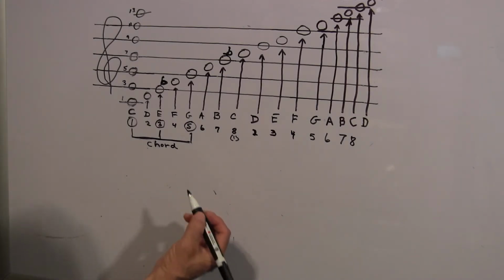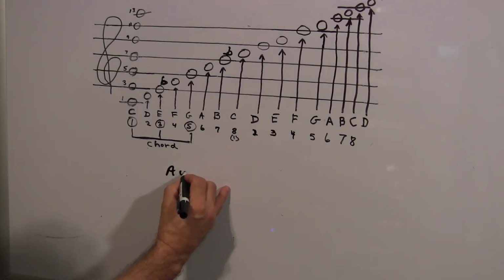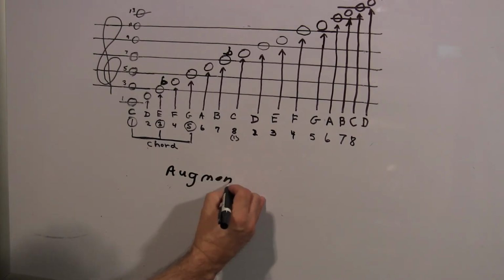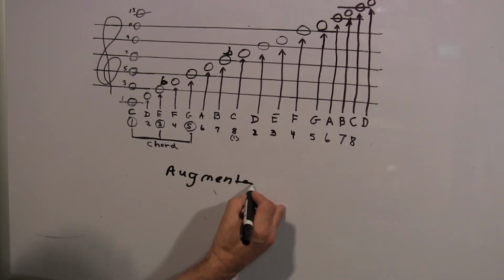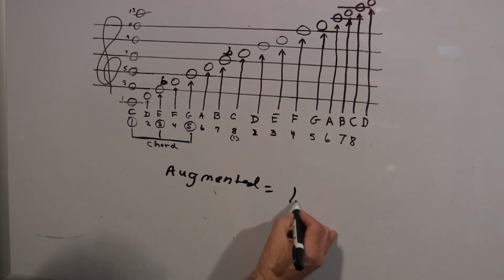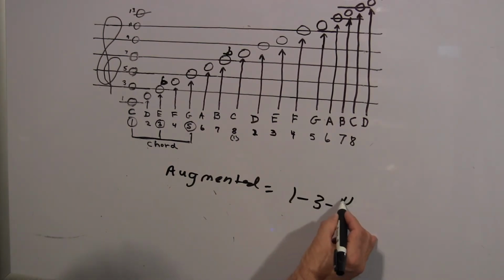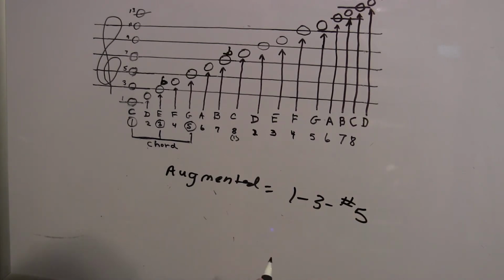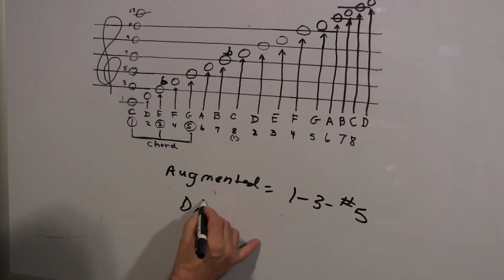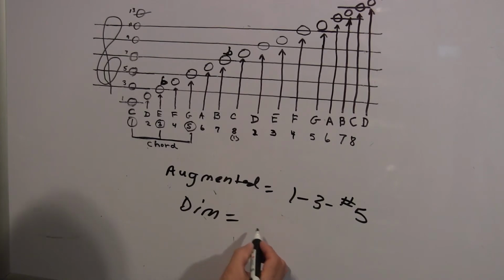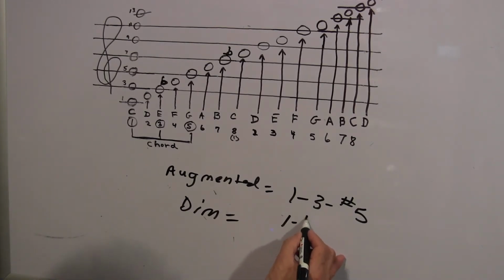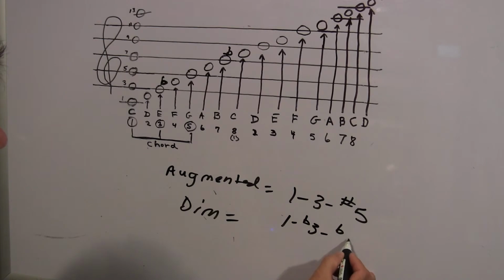Just real quickly, two other popular chords is an augmented chord. You've probably heard of that. Whoa, boy, that sounds complicated. Augmented. Okay. Basically, it's a 1, 3, and a sharp 5. That's all it is. And a diminished chord, okay, is basically a 1, a flat 3, and a flat 5. Bingo. That's it. That's all you got to do to make up a diminished chord. It's got to contain those three characteristics.